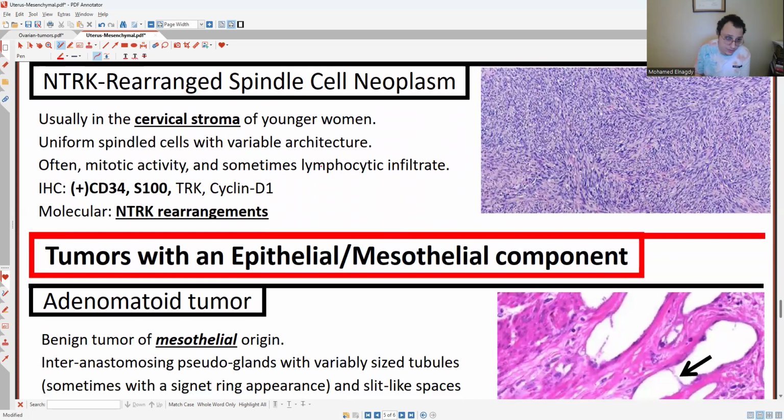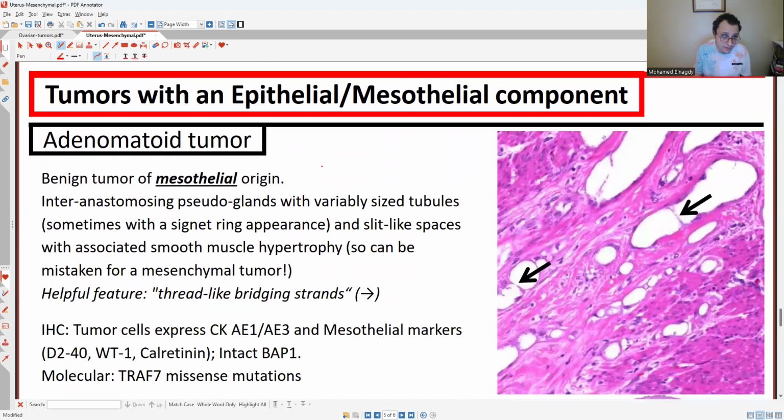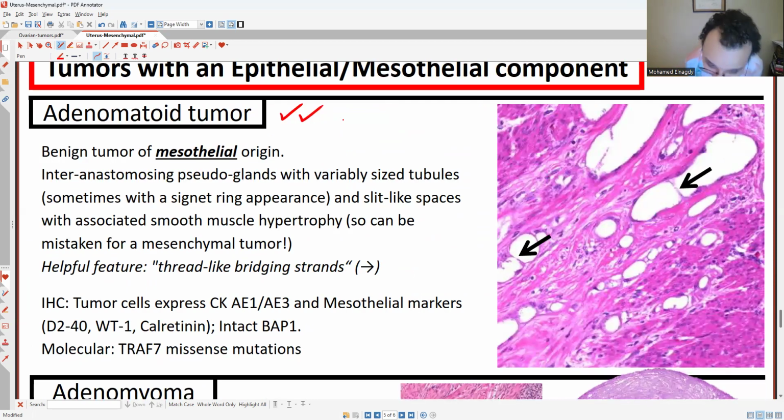NTRK-rearranged spindle cell neoplasm, I never saw it anywhere in the questions. This one comes, but honestly in the testis, not in the uterus. However, you might get that, so let me go over it. That's adenomatoid tumor. It's a board favorite, but it always comes in the boards or even in the RISE exam as a peritesticular mass. You know that, right? It comes as a mass around the testis. It's not in the testis, but in the tissue around the testis.